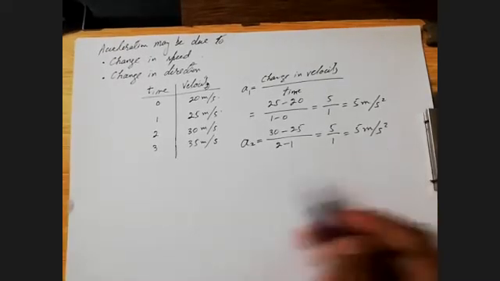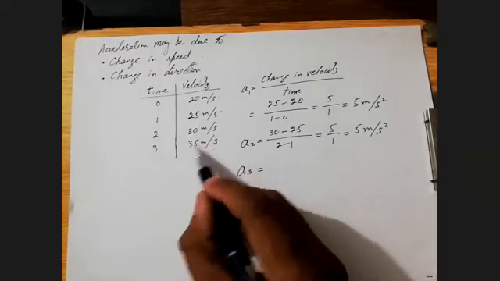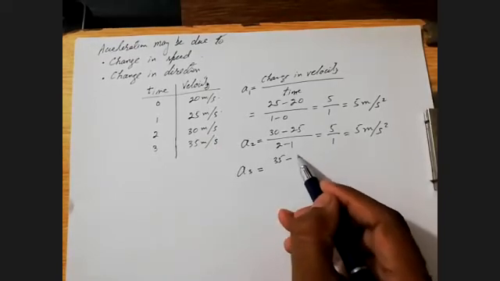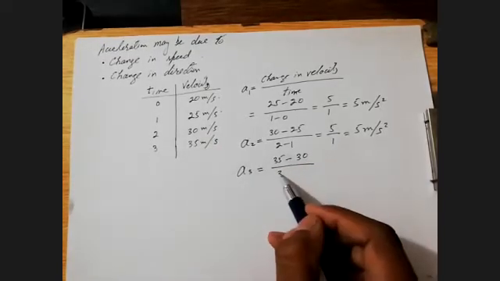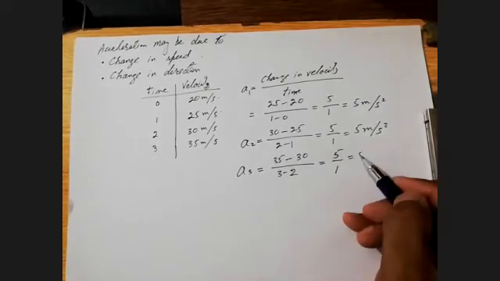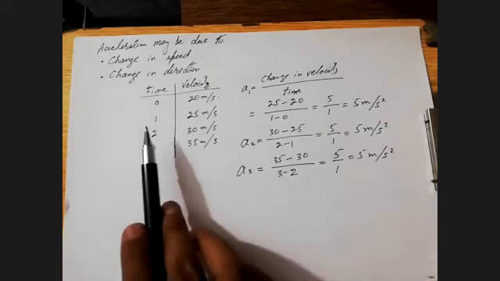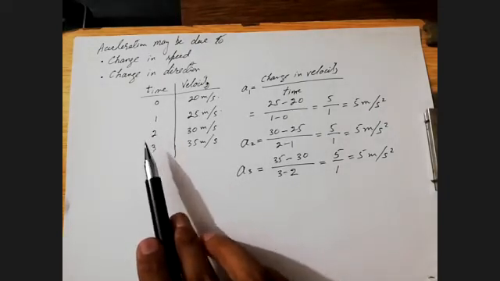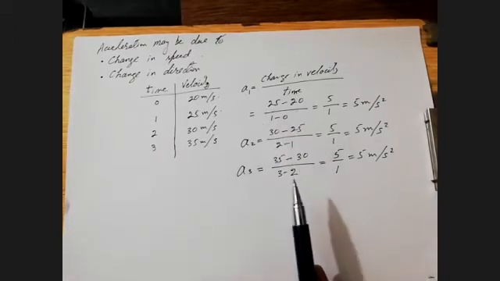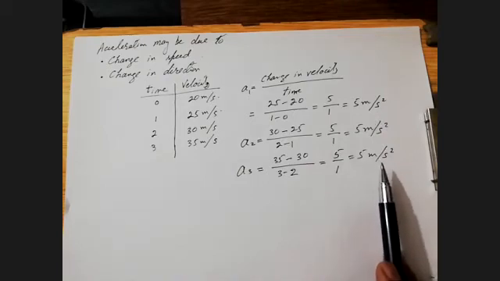Okay. In the same way, if I am going to take the third section, 35 minus 30 over 3 minus 2 is equal to 5 over 1 is equal to 5 meter per second square. Now here in this example, you may observe that for each unit time, the same change in velocity is occurring. So you can see that the acceleration is uniform acceleration. Yes, it is a uniform acceleration.